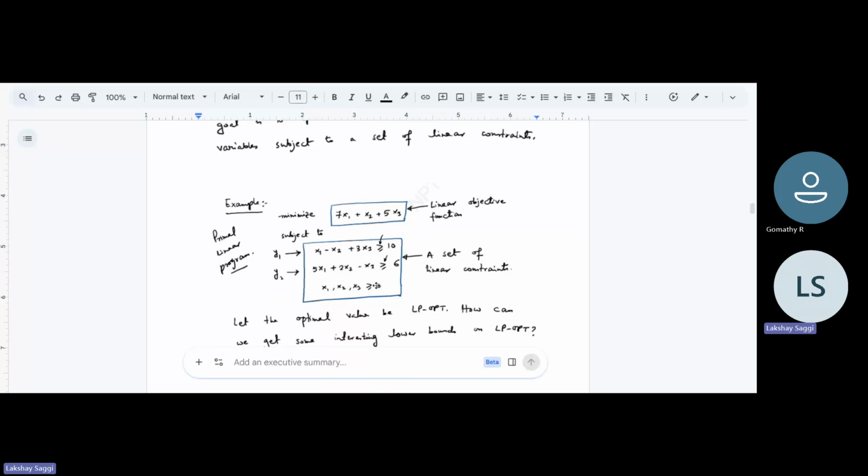So these y1, y2, and this primal linear program, we'll discuss a bit later. Like what are these y1, y2, and what do we mean by primal linear program? This discussion will come a bit later. But for now, this is the linear program: minimize this subject to these constraints.